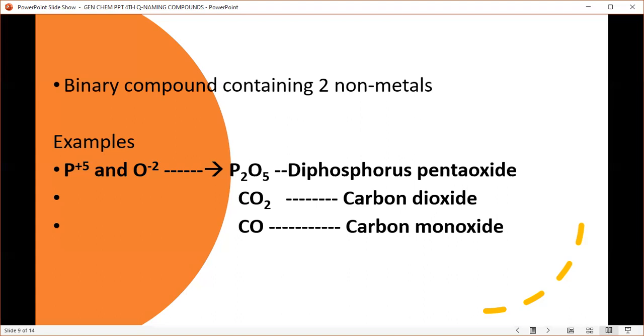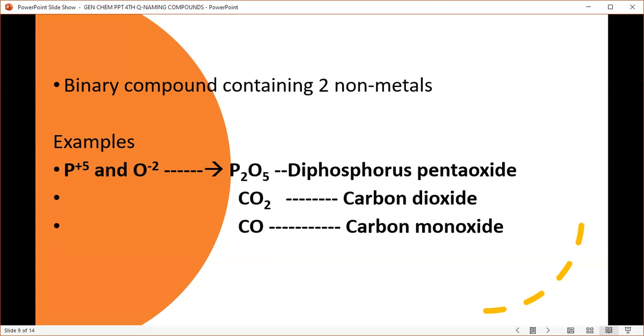Next we have CO2. Of course, CO2 is very popular to all of us. And that's 1 for carbon and 2 for oxygen. So that's not monocarbon. We simply omit the mono, because if it's the first element, it's omitted. So that's going to be carbon. And then for oxygen, that's 2. So we have di, and then the stem of the name of the second element, ox from oxygen, and then the suffix -ide.